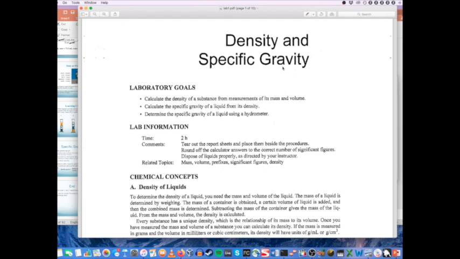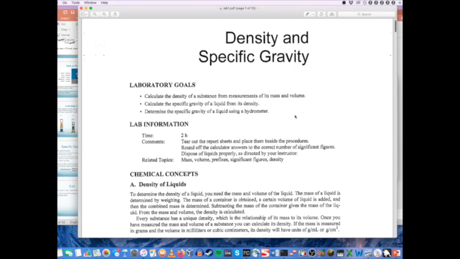And then we will determine the density of a solution by displacement, the density of a solid by displacement of a liquid. So I'm going to discuss the concepts and the procedure, and then there will be videos of the actual experiment interspersed among the discussion.